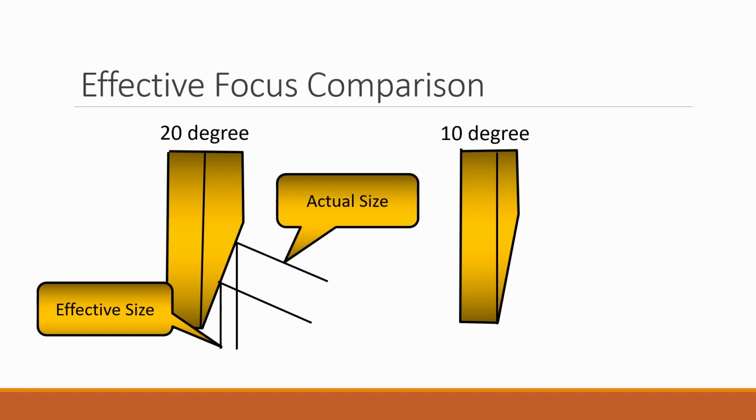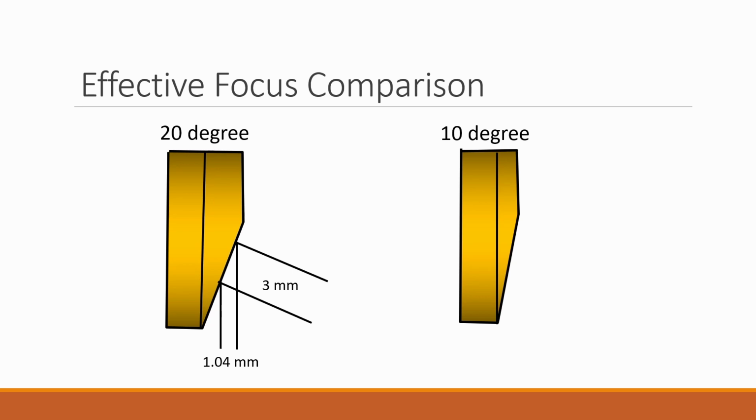If an anode angle is 20 degrees, a 3 mm actual focal spot will project a 1.04 mm focal spot onto the image receptor at the center of the field. Decreasing the anode angle by 10 degrees, a 3 mm actual focal spot will project a 0.52 mm focal spot onto the image receptor.